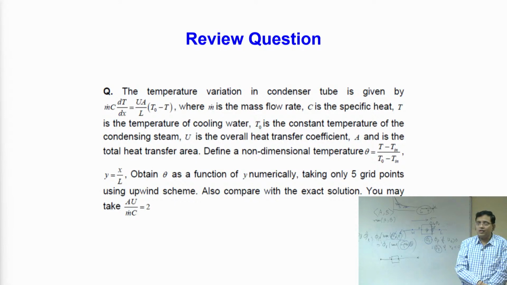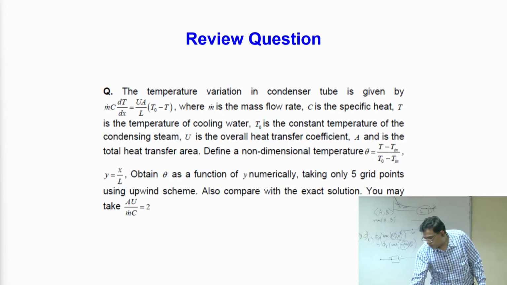See, for solving this problem you do not have to really understand what it is physically, but sometimes if you know it, it is good, but at the end it is a mathematical problem. So, what you are asked to do is define a non-dimensional temperature, theta is T minus T in by T naught minus T in, where T in is the inlet temperature in the heat exchanger, and you use a non-dimensional x and call it y equal to x by L, and you take 5 grid points and use the upwind scheme.